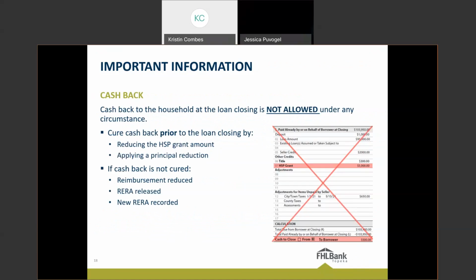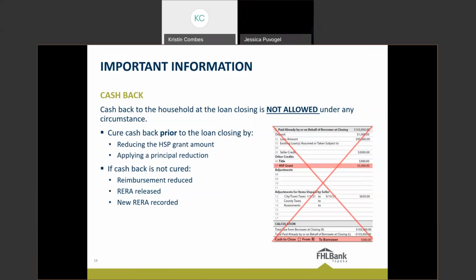Another common error we see is allowing cash back to home buyers. Cash back is not allowed under any circumstance. If a home buyer receives cash back, the member reimbursement will be reduced by the cash back amount.